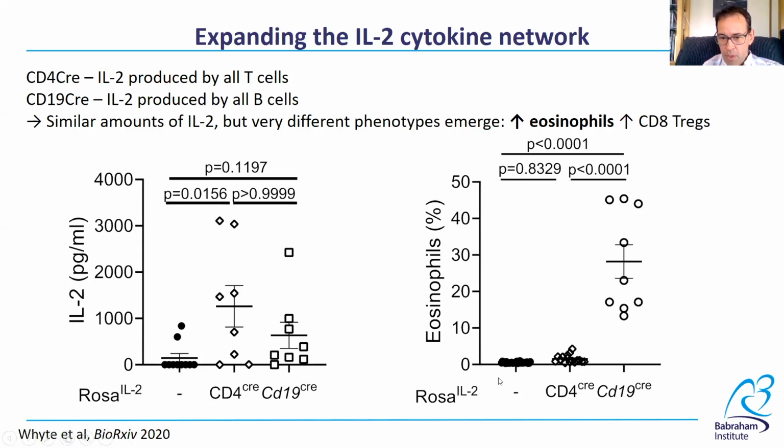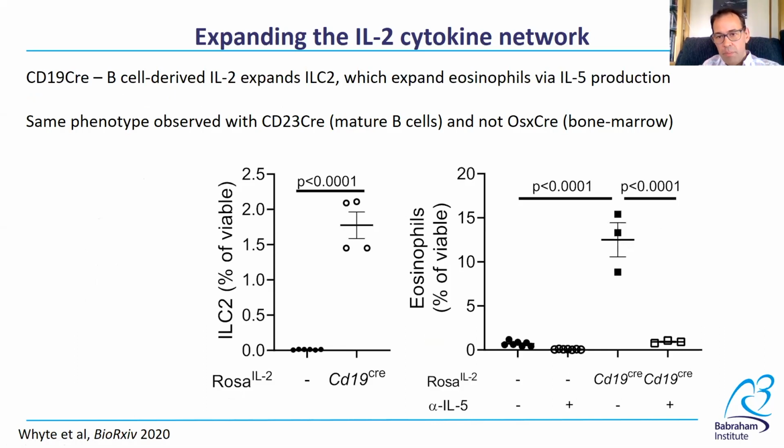On the right-hand panel, we can see the normal number of eosinophils in the spleen, which is next to 0. A couple of cells you start to see in a mouse that has got a CD4 Cre, activation of IL-2 by T cells. If you look though at the CD19 Cre, where IL-2 is produced by B cells, you see that nearly half the spleen is eosinophils. This is just chock solid full of eosinophils. Very strange phenotype.